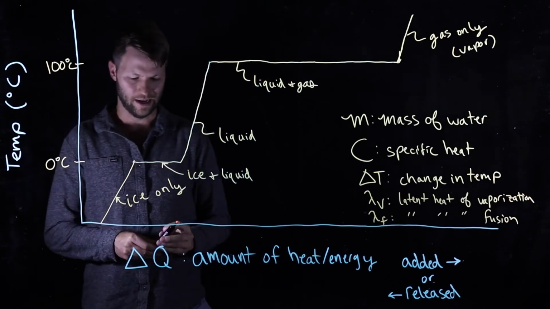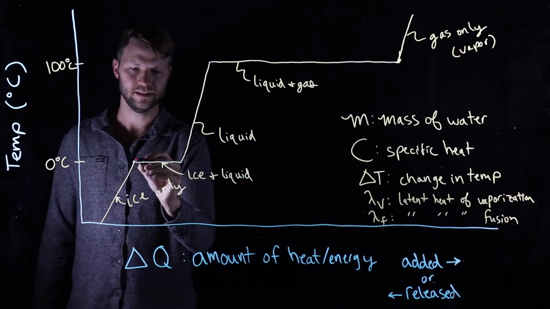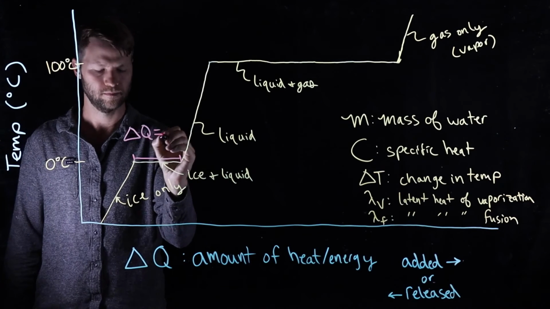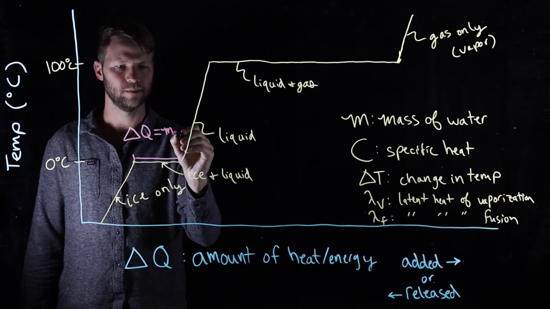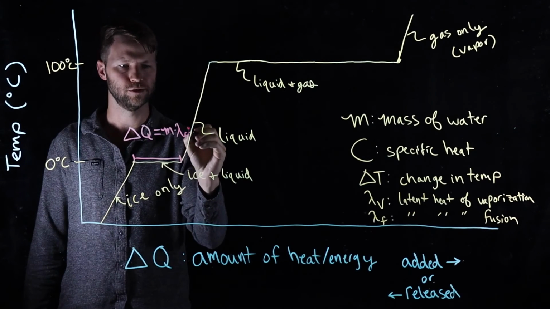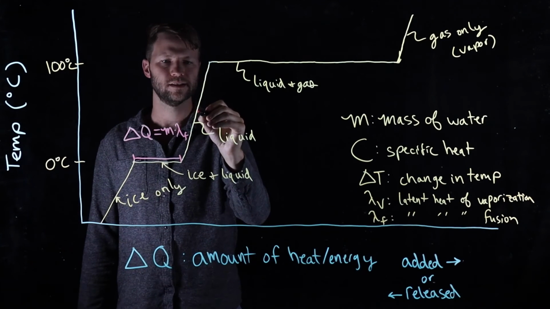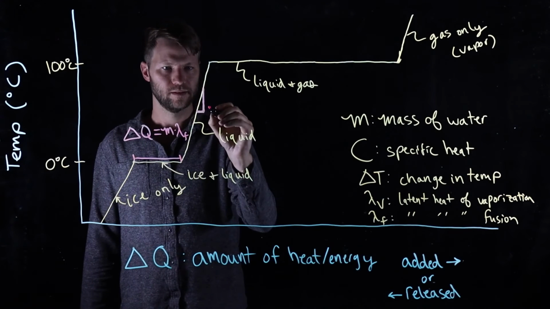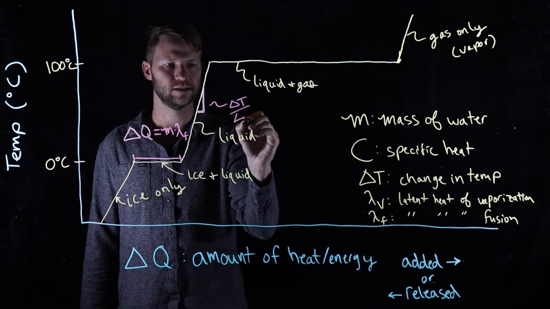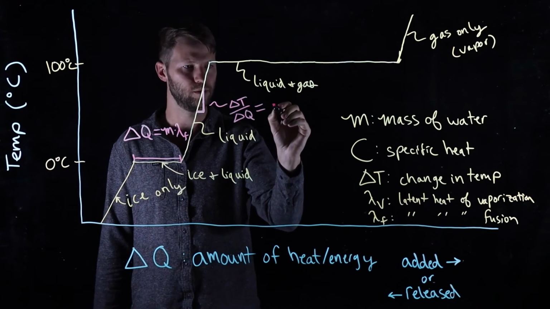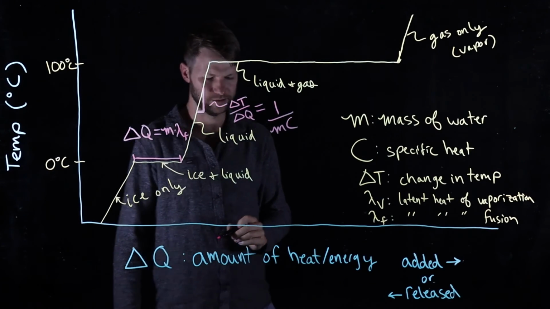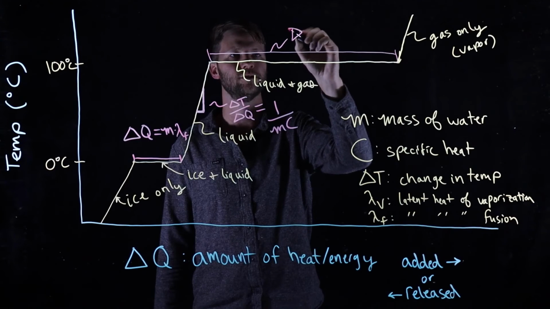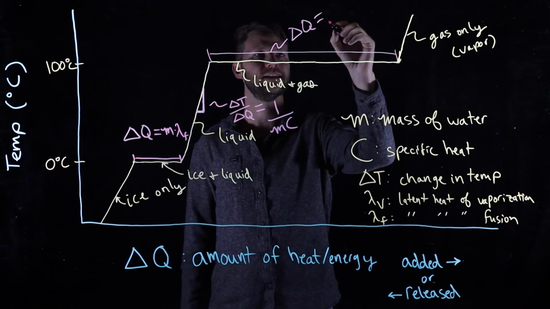We can actually draw some more things on this plot. For example, this distance here is equal to delta Q, which is equal to the mass of the water body times the latent heat of fusion. If we consider this slope, the rise over run here, when we're just warming up this liquid water, this is equal to delta T over delta Q, which is equal to 1 over the mass times the specific heat. This distance here, we have another delta Q, but this time it's the mass times the latent heat of vaporization.